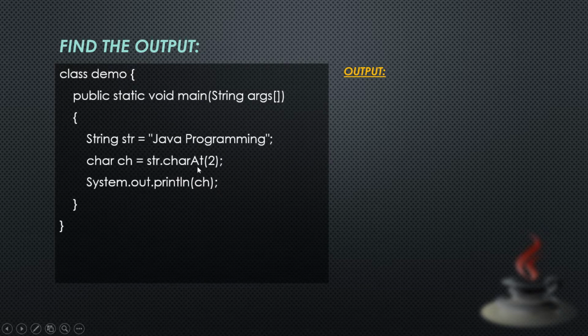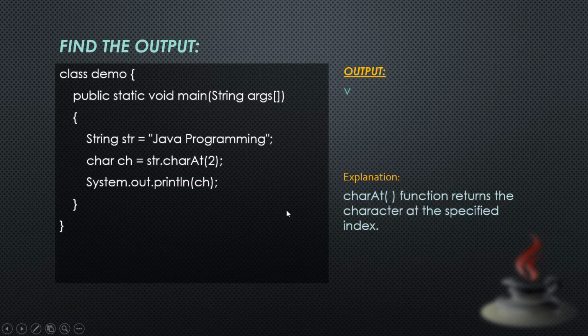So the output is what? The v. Why? Because the charAt function returns the character at the specified index. So the char at index number is what? 2. In your string, the first index is starting from what? 0. Then a is 1, then v is 2. So str.charAt returns the value v, which is the character type, and the output is v. Okay. Let's go to my next problem.